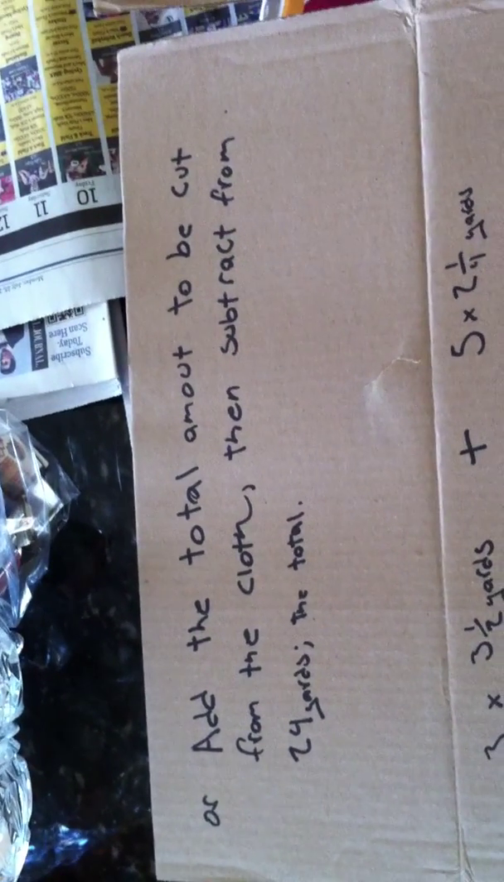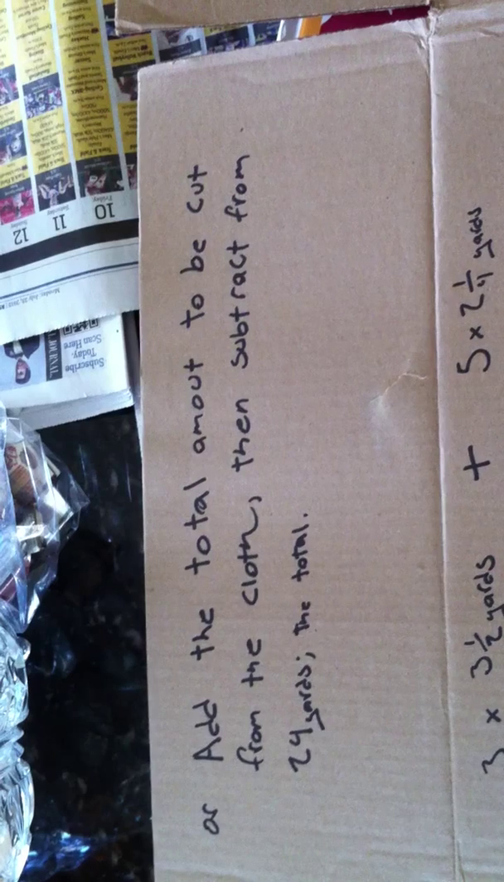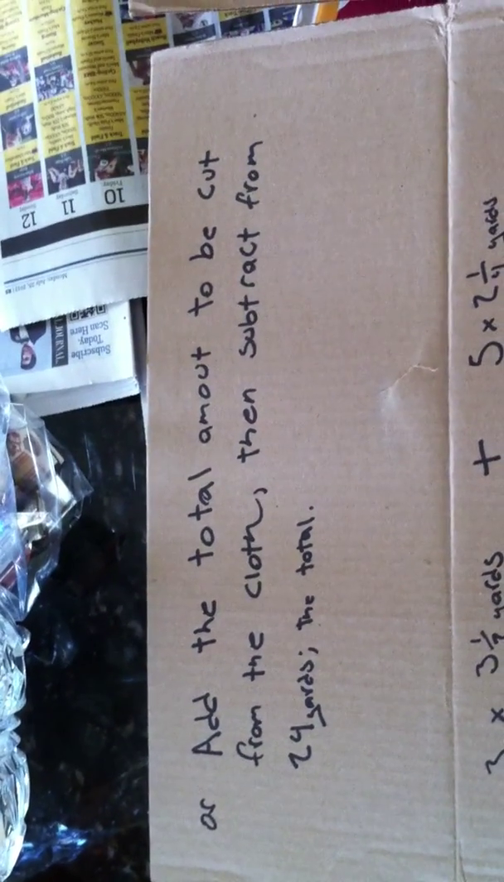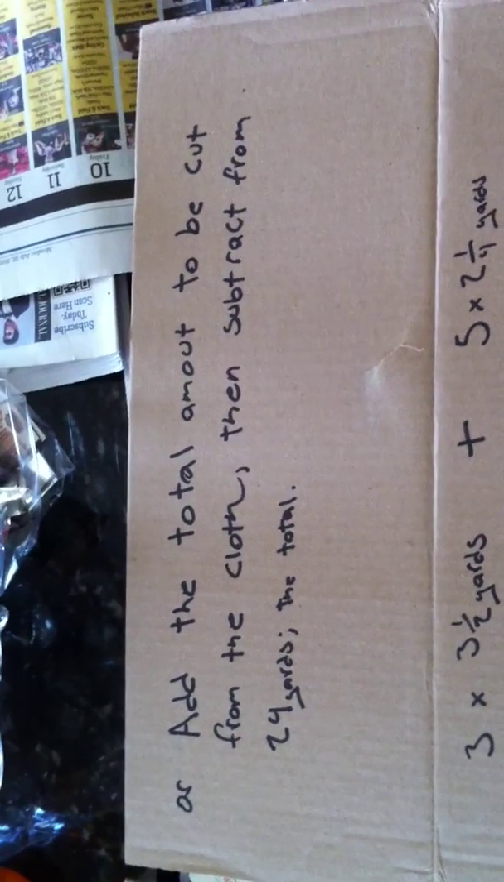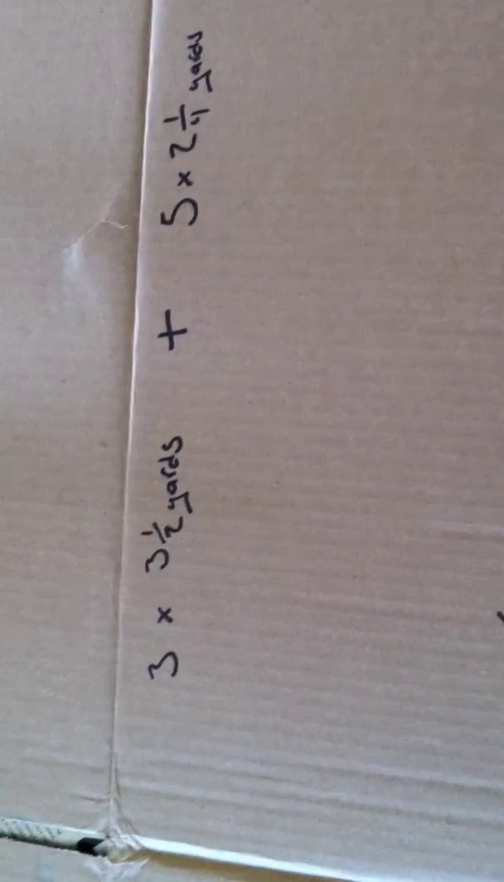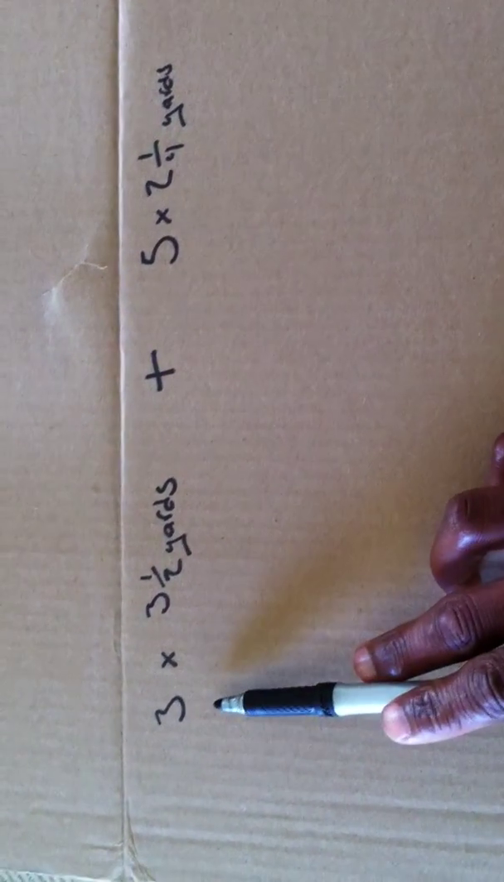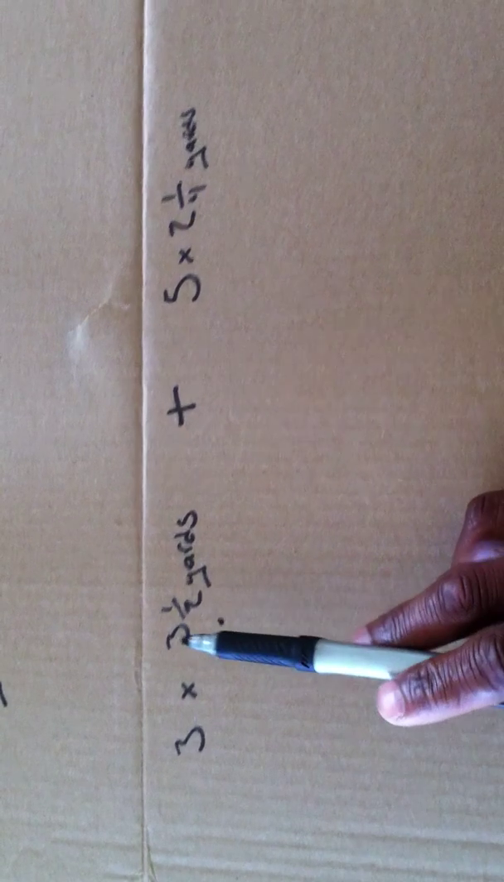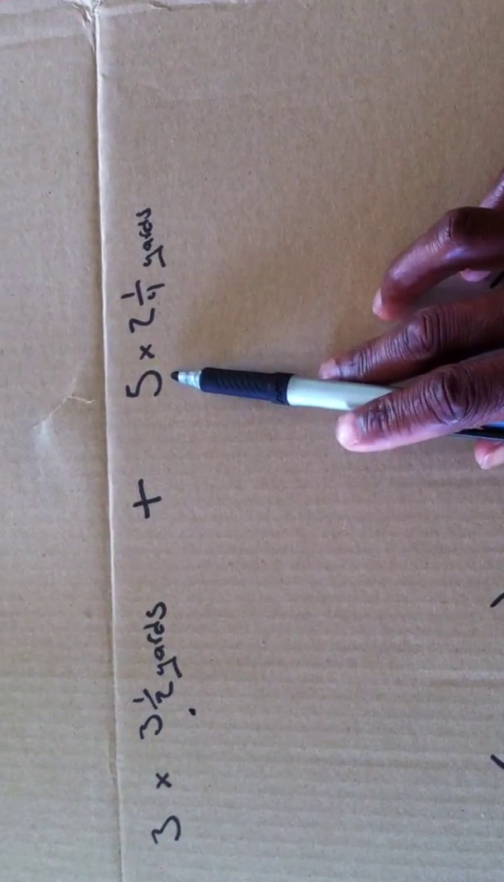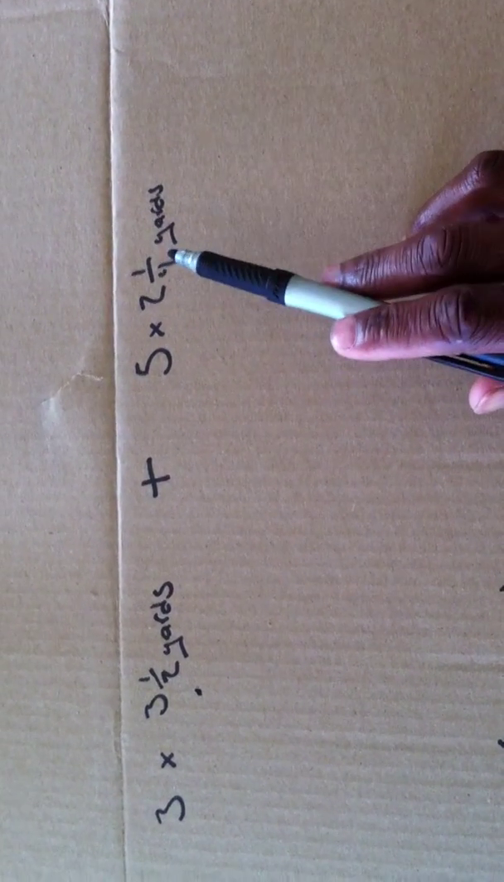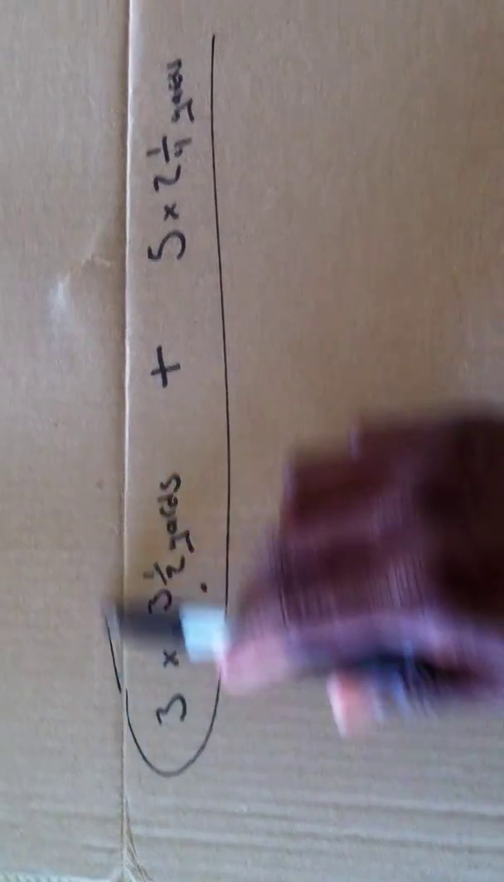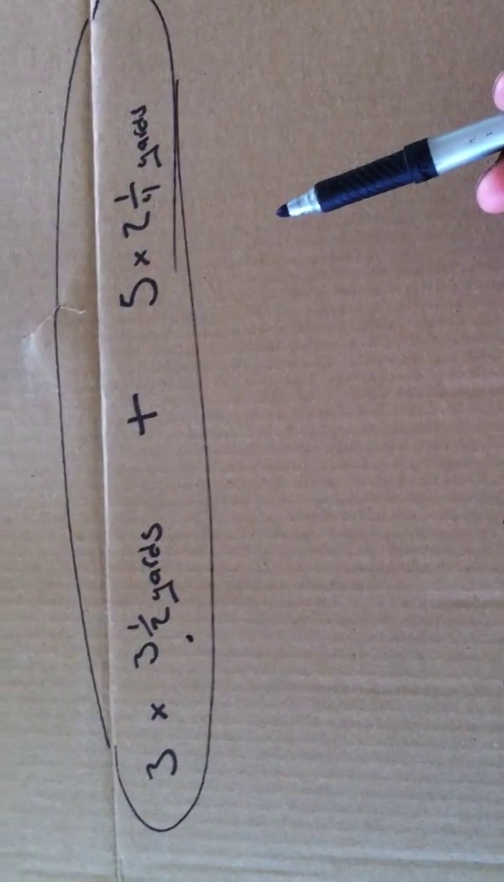So basically you're going to add the total amount of cloth that's to be cut out of your initial cloth, and you're going to subtract that. Basically that would look like this. This is the total: 3 times 3.5 yards plus 5 times 2.25 yards. That's your total amount of cloth to be removed.